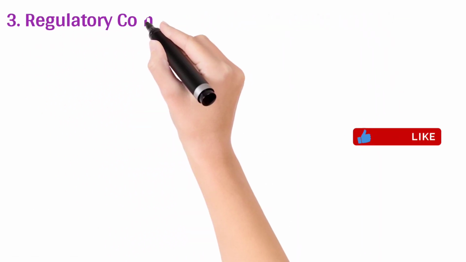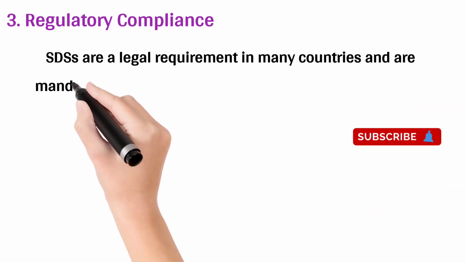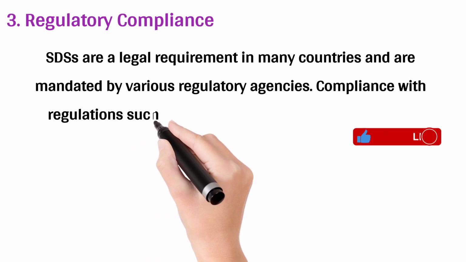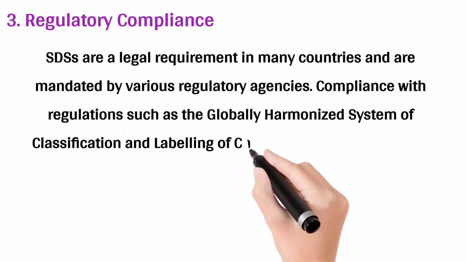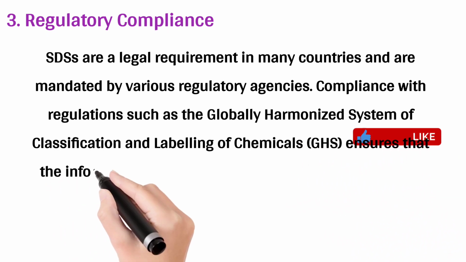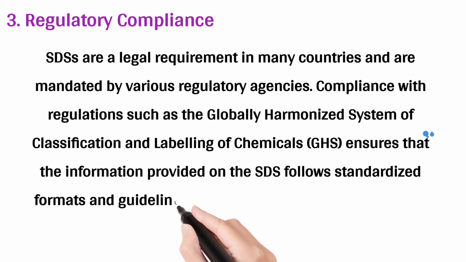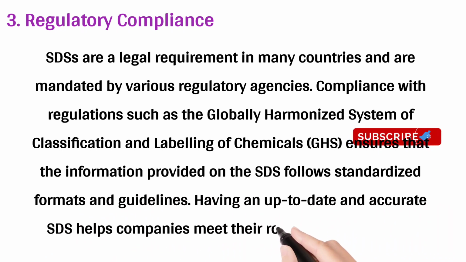3. Regulatory compliance. SDSs are a legal requirement in many countries and are mandated by various regulatory agencies. Compliance with regulations such as the Globally Harmonized System of Classification and Labeling of Chemicals, GHS, ensures that the information provided on the SDS follows standardized formats and guidelines. Having an up-to-date and accurate SDS helps companies meet their regulatory obligations.